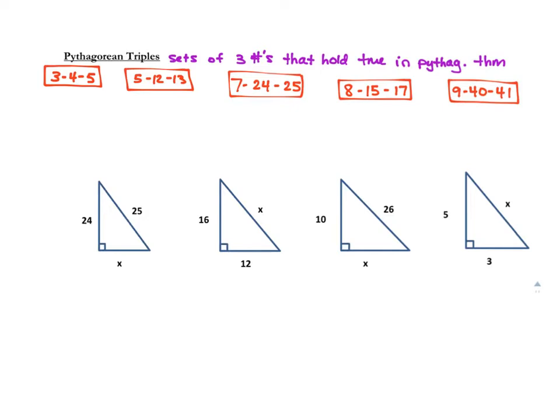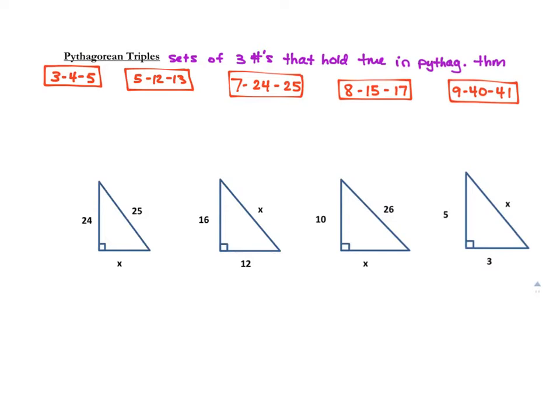We did talk about what the triples were. So again, the triples are just sets of three numbers that are going to hold true in the Pythagorean theorem. It's a shortcut, guys, that's all it is. So if I know that two of the legs of a right triangle are 3 and 4, then the hypotenuse is automatically 5.